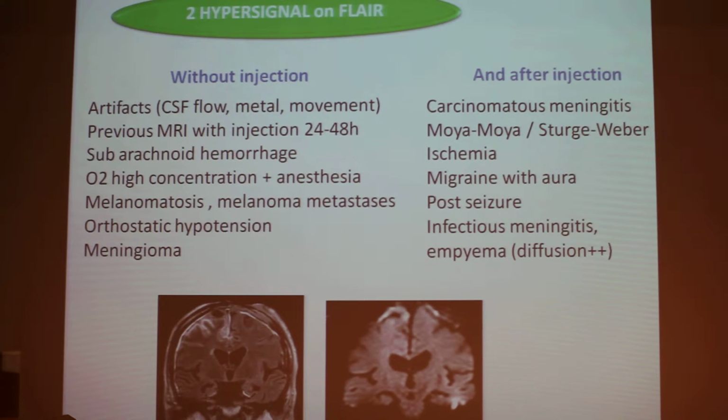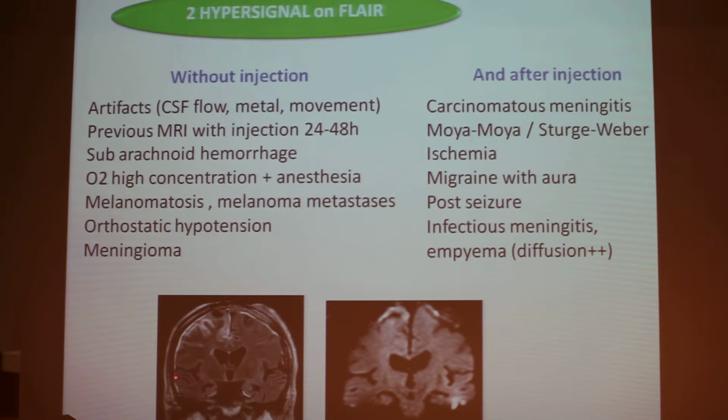Orthostatic hypotension, you can also have spontaneous hypersignal on FLAIR, and some meningioma, but it's very localized. And after injection, all we saw: the carcinomatous meningitis, the steroidal. In ischemia, you can have local high signal on FLAIR, migraine, posterior, and infectious meningitis, and empyema. And I'll show you an example of empyema, because in FLAIR it's very interesting.